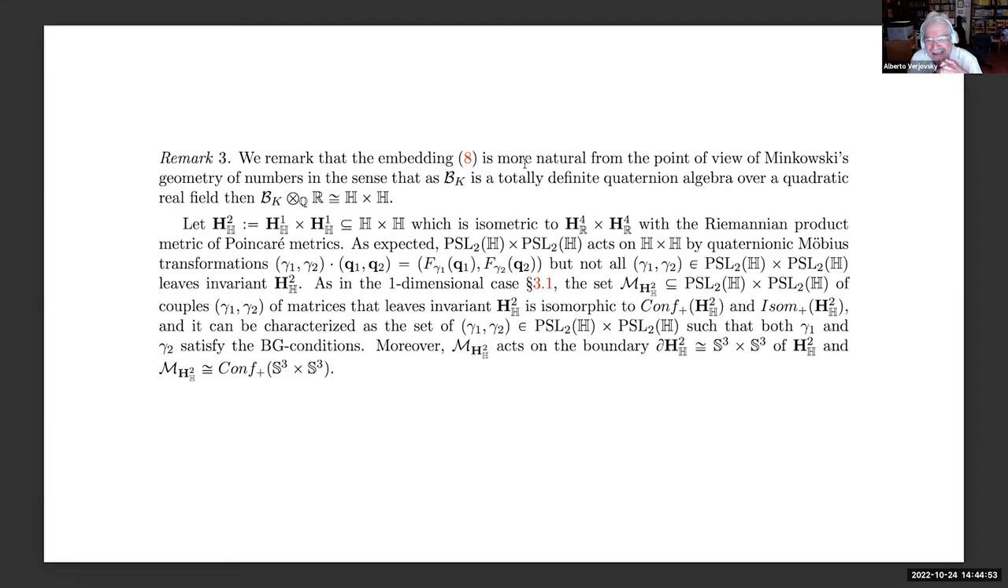And one way to think is thinking of two copies of the half spaces and given a pair of points. Here you act by a, b, c, d and here by the twisted matrix. And you have to impose the conditions to preserve the Vahlen conditions. And therefore, this is natural.